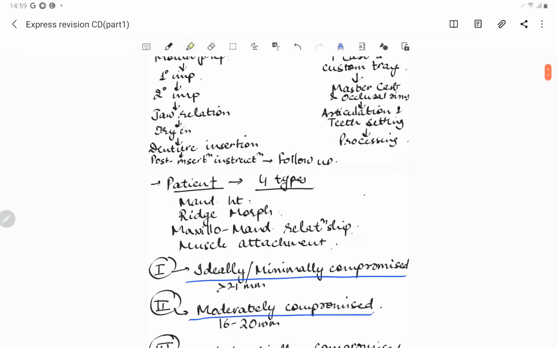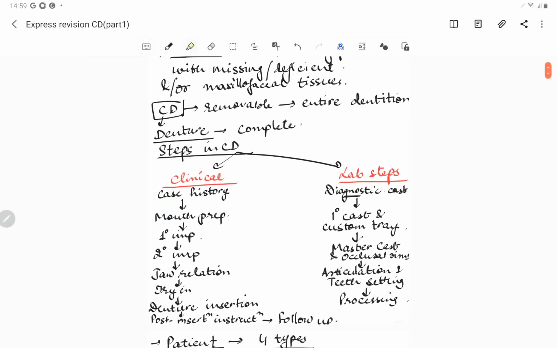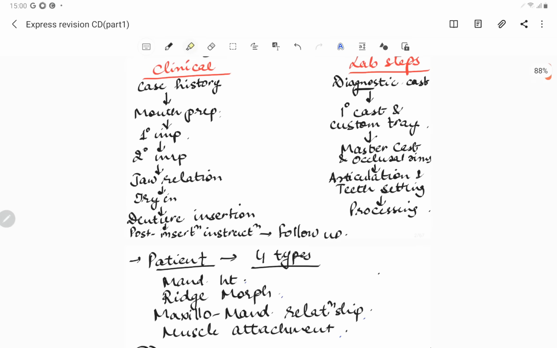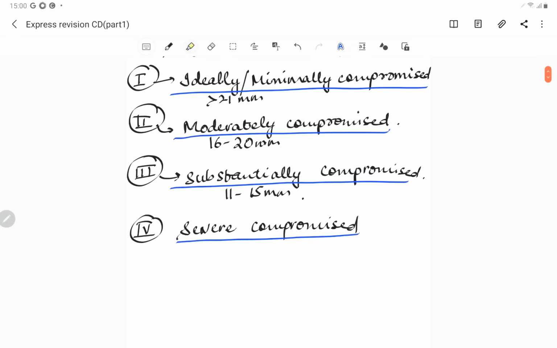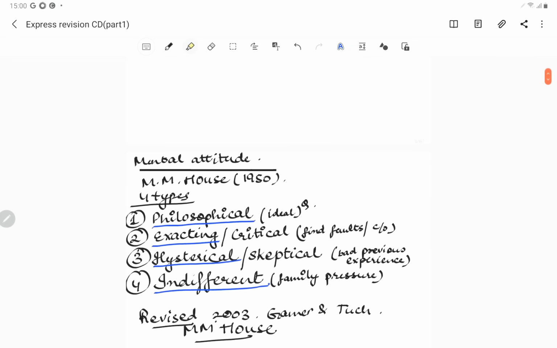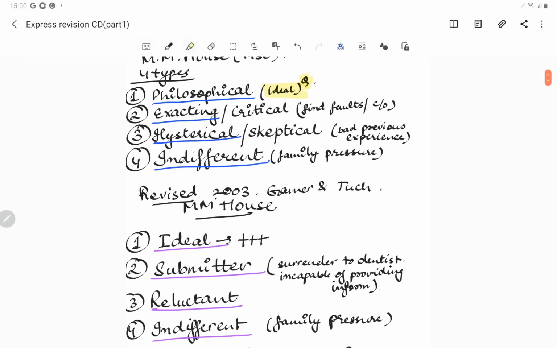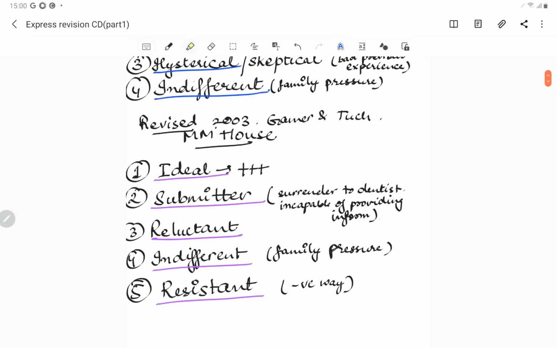So we have covered case history. In the case history, first of all, the steps are not that important. So clinical steps and the lab steps, you know the 4 types of patient: ideally, moderately, substantially compromised, severely compromised. Mental attitude is again important. So we have got the philosophical, which is the ideal attitude of the patient, and exacting, where the patient finds fault, he wants exact treatment. Hysterical, bad previous experiences make the patient hysterical. Indifferent, because of family pressure the patient has come to the dentist, the attitude is indifferent.